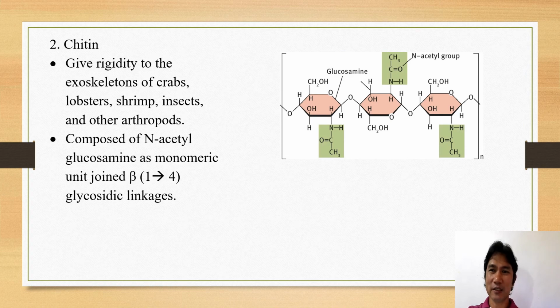Chitin is also a structural polysaccharide that gives rigidity to the exoskeletons of crabs, lobsters, shrimps, insects, and other arthropods. The sugar unit here, the carbohydrate unit here, is what we call N-acetyl-glucosamine as the monomeric unit.